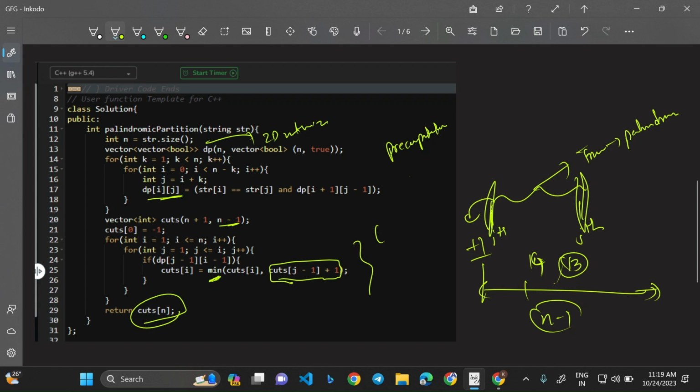And we are not even checking once again. We are pre-computing everything. That reduces a lot of time, and we are using the results that have been stored. With that, it's very common sense. Just use the previous number of cuts and add 1 to it, so that we can get the number of cuts that are required to make a particular substring a palindrome.